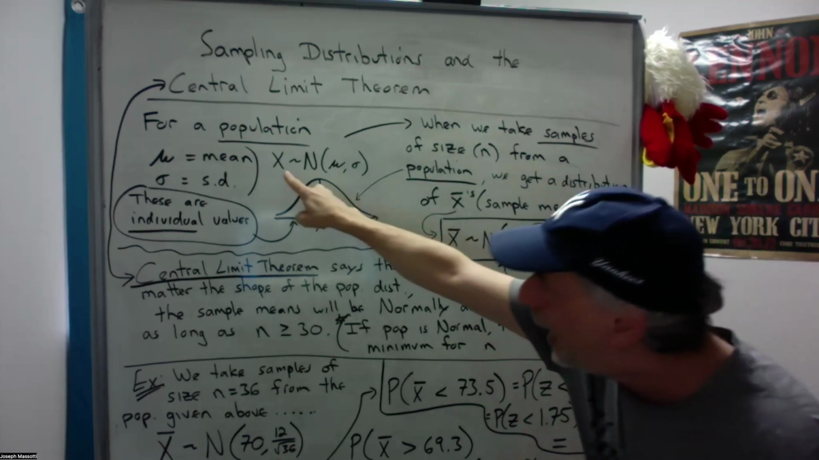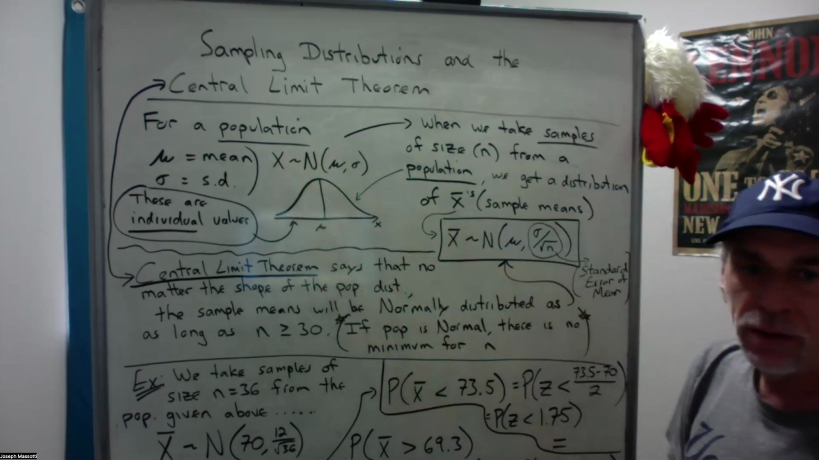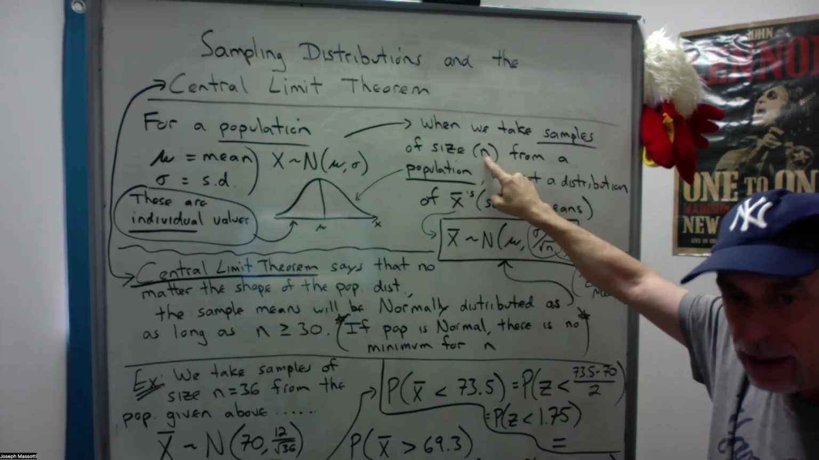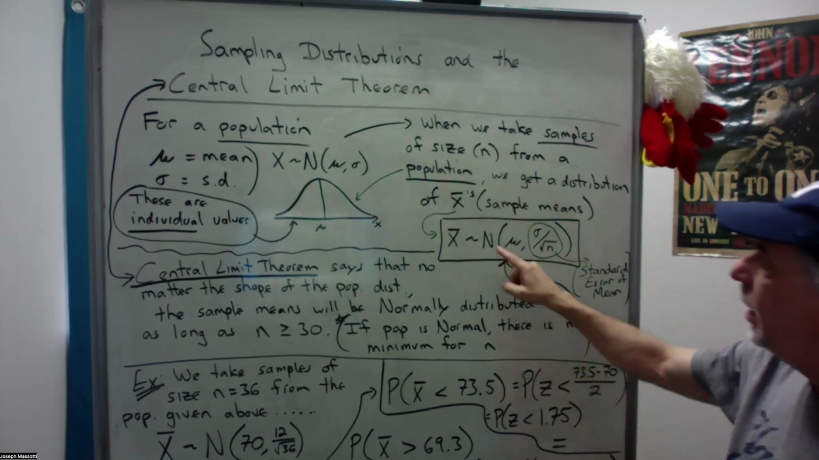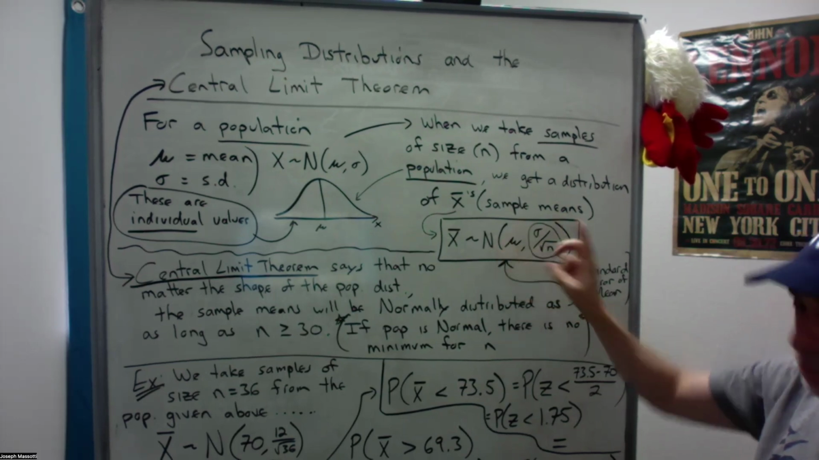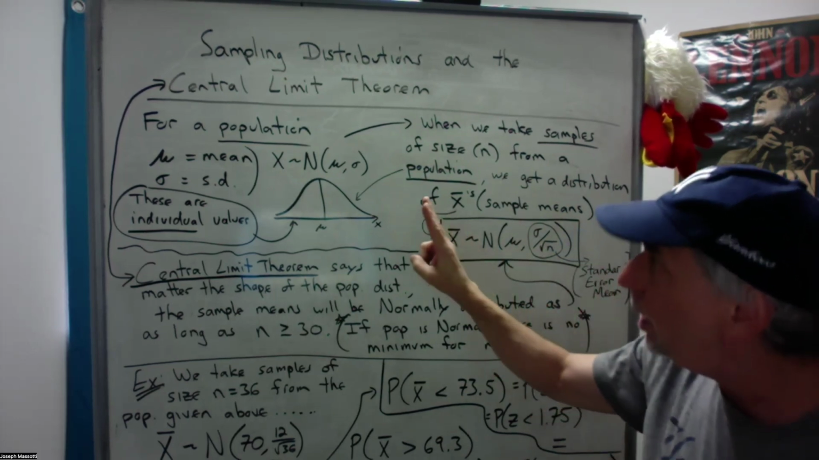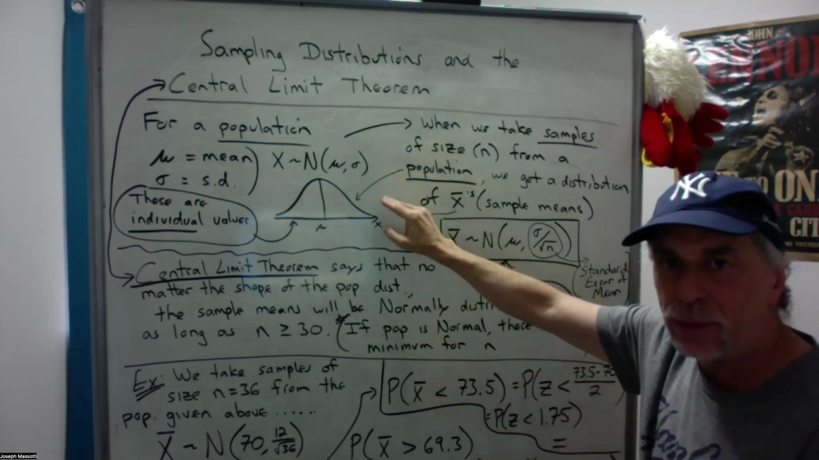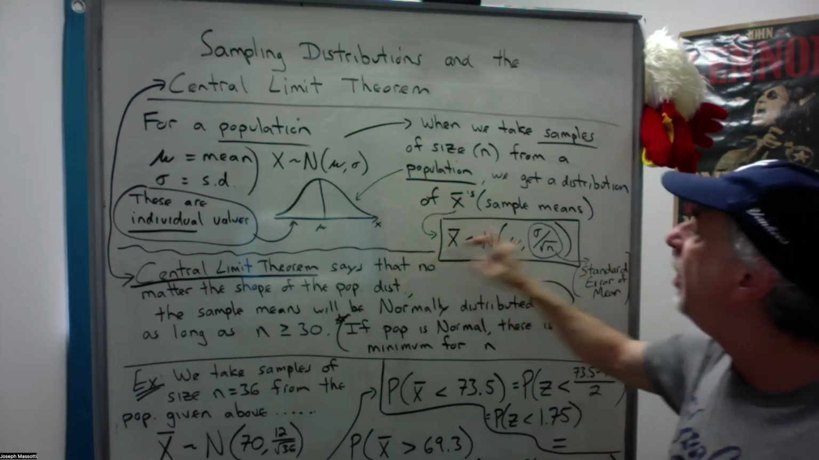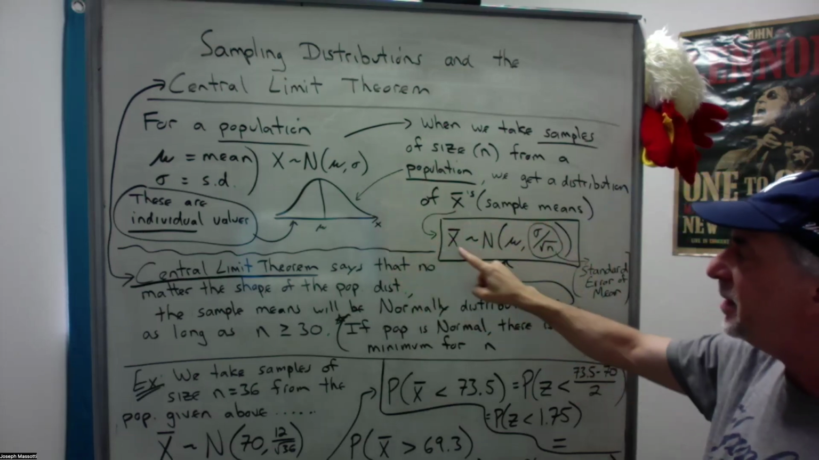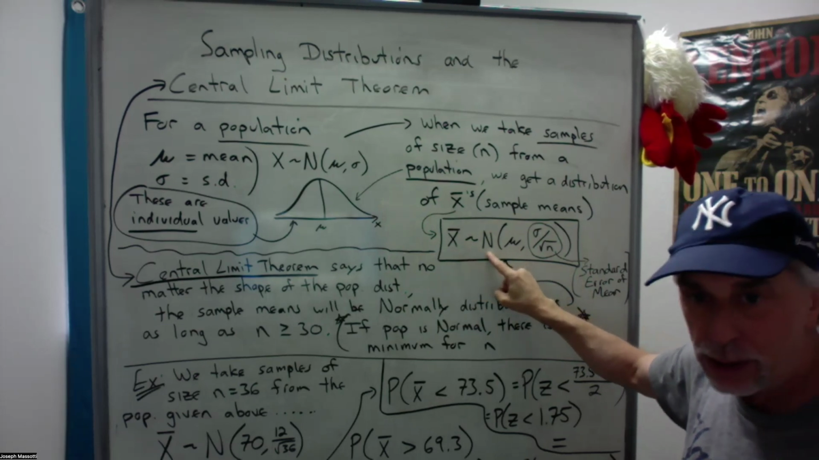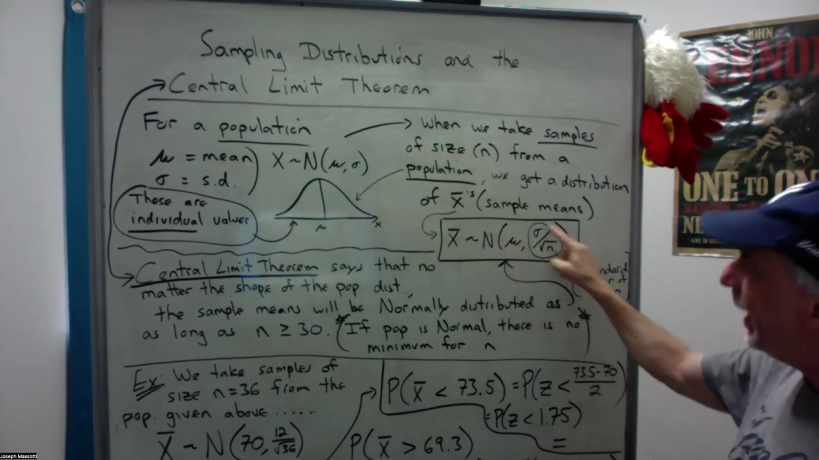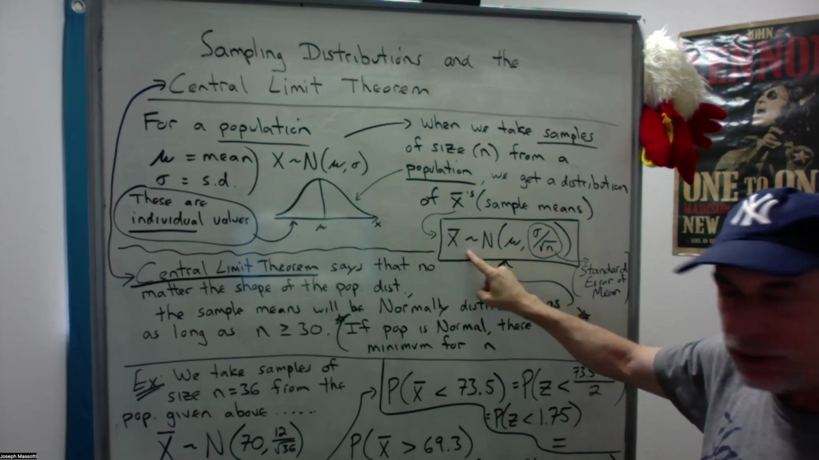Notice the difference here. X without a bar, that's an individual value. X with a bar, that's a sample mean. That's an average of n values from the population. That's going to be distributed normally. There's two cases here. And this is where the central limit theorem comes into play. If we're told that the population we're taking the samples from is normally distributed, then we know immediately we can go to this and say the sample means are distributed normally also. They have the same mean as the population. What changes is the standard deviation of that sampling distribution.